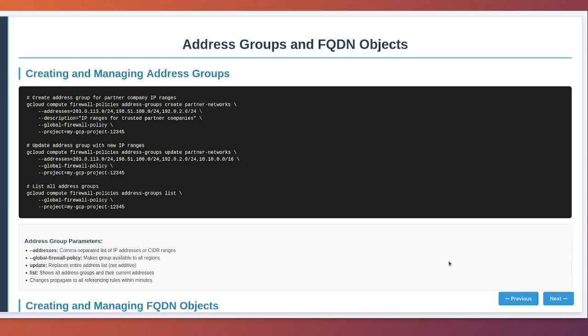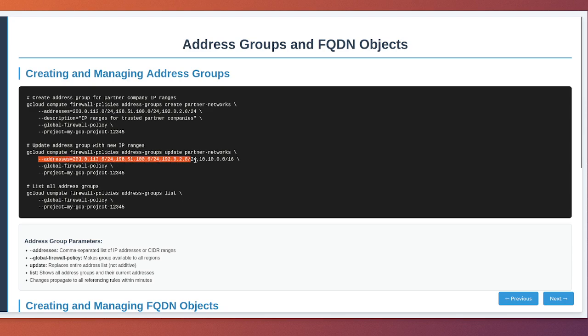Imagine having 50 firewall routes that all reference your partner company's IP addresses, and then they notify you that they're changing their network infrastructure. You'd have to update 50 individual routes, with the risk of missing one and creating a security gap. Address groups solve this by creating a level of indirection. You create a named group like partner company IPs and populate it with their current addresses. Your firewall routes reference the group name, not the individual IPs.